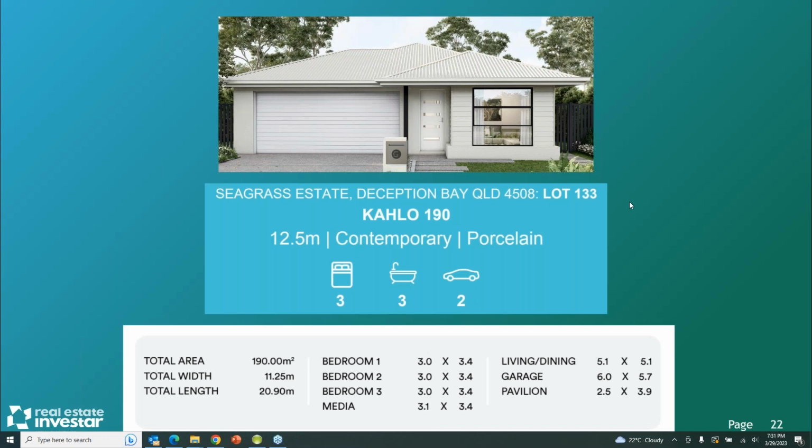Okay, so we talked about the property market, we've talked about the population growth, we've talked about the shortage of rental accommodation, and we've talked about the importance of having a high yielding type property. So what we're going to do now is explain the concept of co-living.